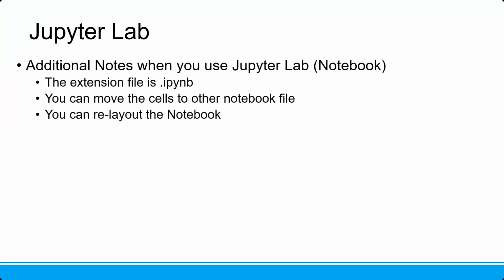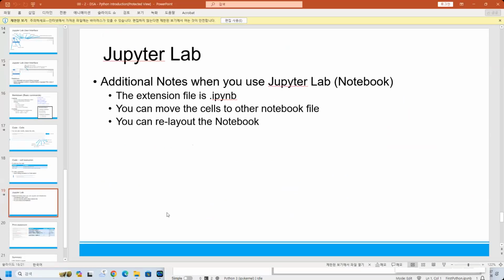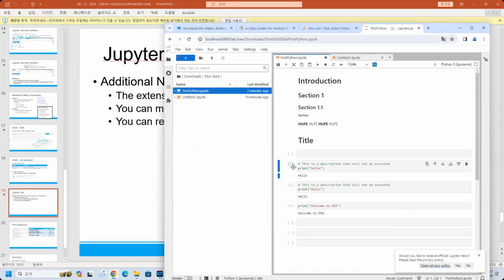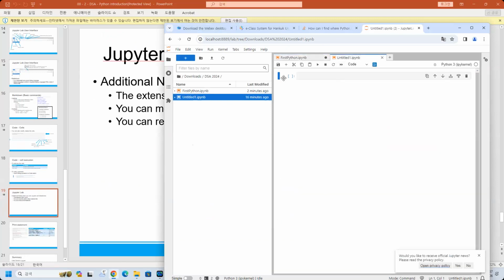Some additional notes when you use Jupyter Lab or Jupyter Notebook. Please remember that the extension of the file is .ipynb. Any file with the extension ipynb is a Jupyter Notebook. You can move cells to other notebook files. So let's say you want to copy this one and then move it here. Okay, then you can.